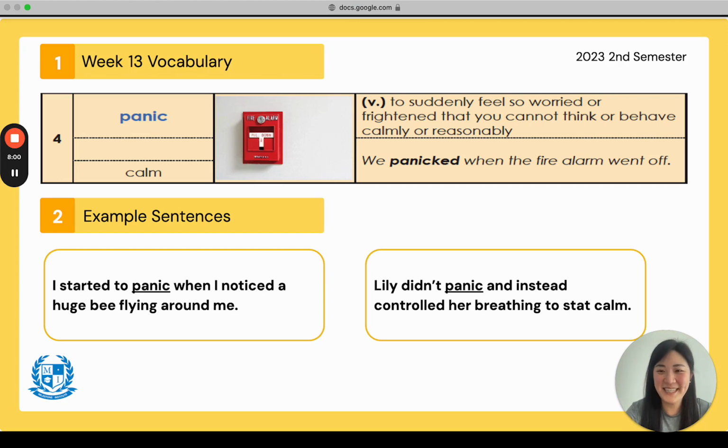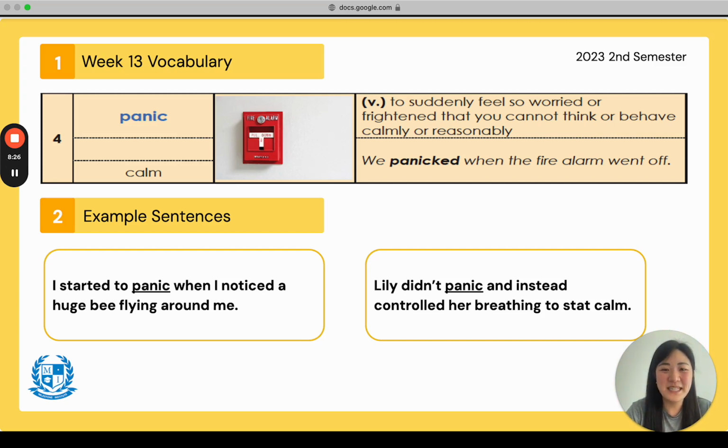Example 1. I started to panic when I noticed a huge bee flying around me. Oh my goodness. This happened to me this past weekend. There was a huge bee. It was a big bumblebee. It wasn't a wasp, so it wasn't dangerous, but it was flying around me. I was waving my arms around and running around the place. I panicked because I didn't know what to do. I was so scared.